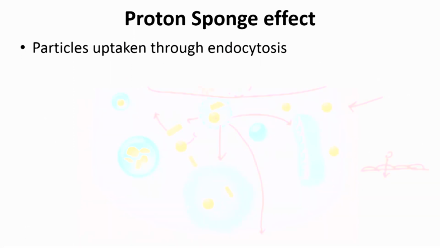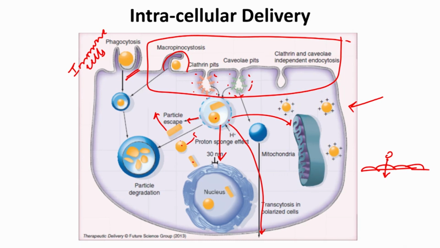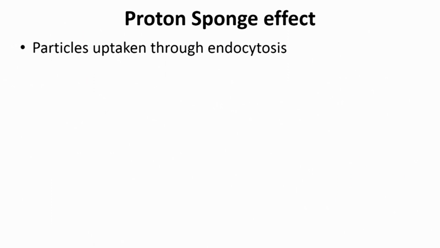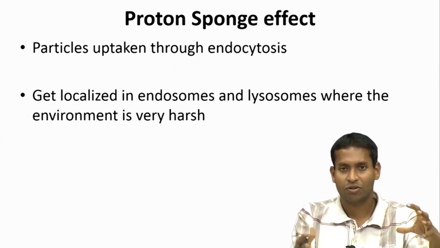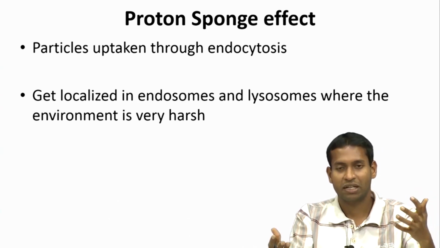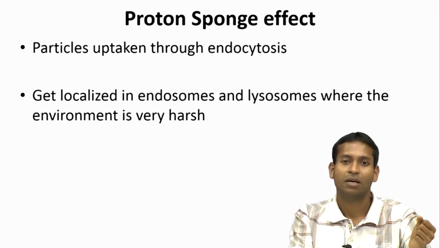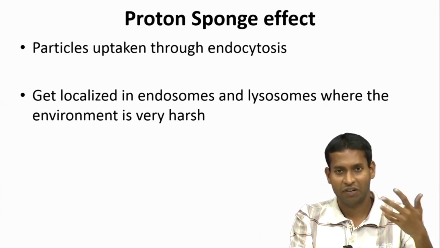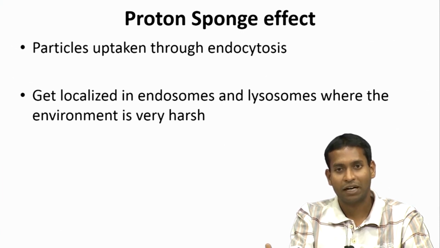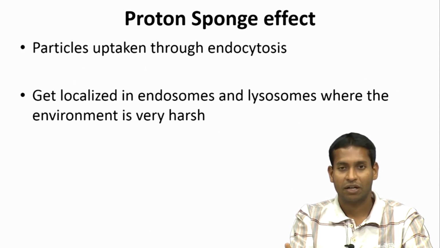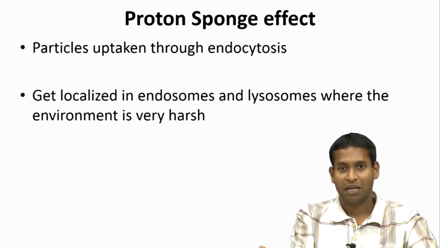And since I mentioned that these particles can escape from these vesicles, what is the mechanism through which they can escape? That is called the proton sponge effect, or at least one of the ways that we can enhance this. When particles are taken up through endocytosis or phagocytosis, they typically get localized and entrapped in endosomes and lysosomes, which is the machinery for the cell to degrade any external particles or nutrients that it has taken up. These environments are very harsh, with very low pH and lots of degradative enzymes. So, if your drug is going to get released there, unless you want to target those locations, you want the drug to come out, because these are not conducive for drug action, and it may even destroy the drug.